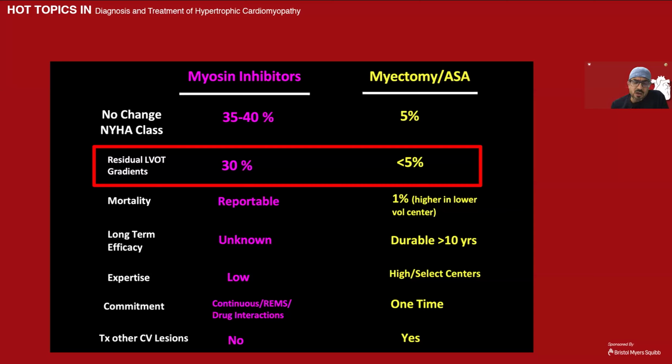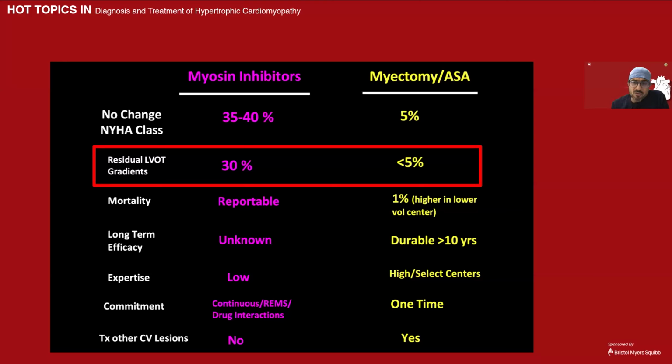We still have to know over 5 years, 10 years, 15 and 20 years. With myectomy and alcohol septal ablation, we know that the LV gradient changes are durable for more than 10 years. Myosin inhibitors don't require a lot of expertise, although you have to be careful how you titrate the medication, check their liver clearance and do serial echoes.